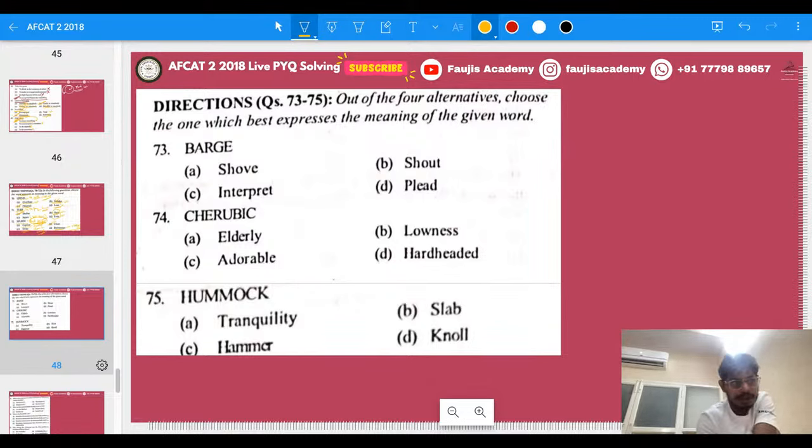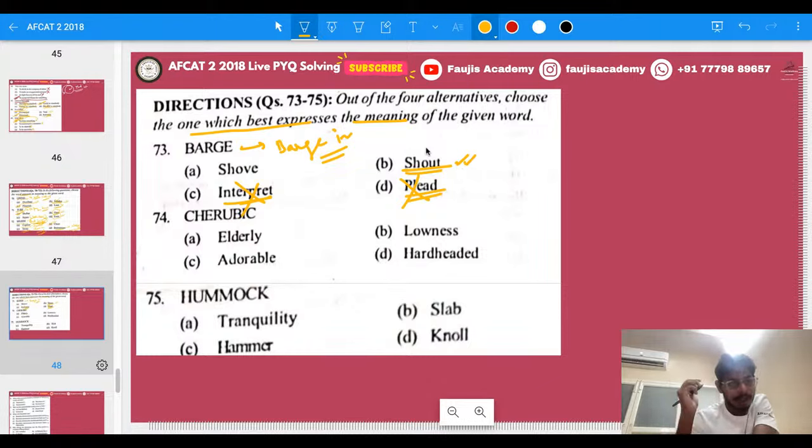Barge. Barge means what? You get inside without permission. He barged in. Do you plead? Plead means do you say please may I come in? Interpret means you are trying to find out the meaning. No. Barge, do you shout? Yes, you do shout while barging in.